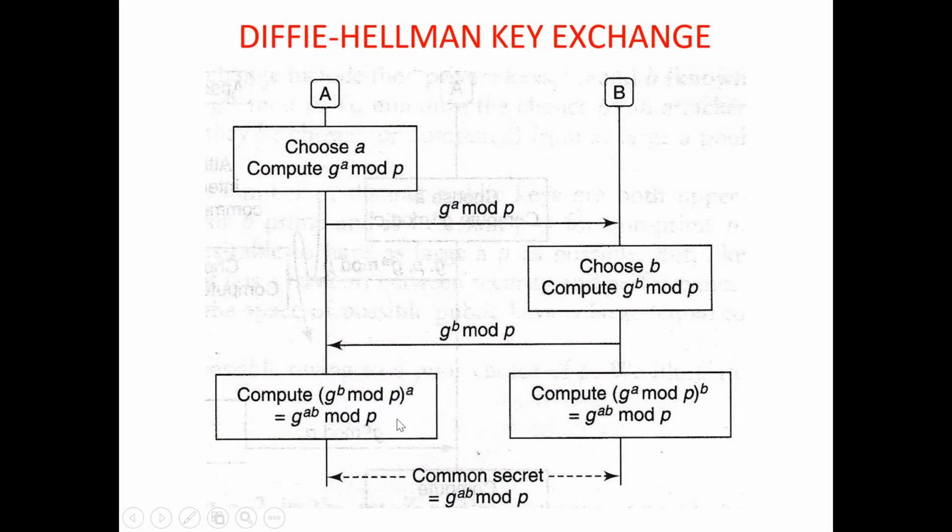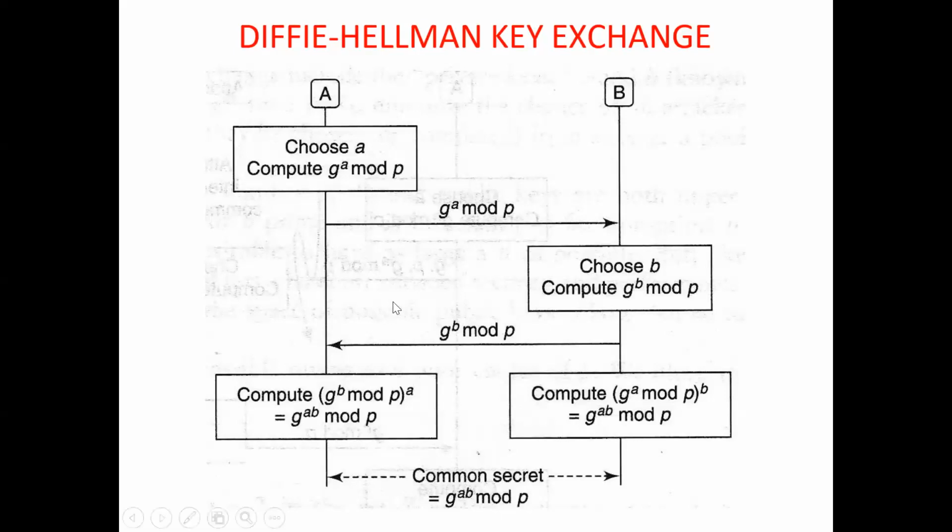So dear students, please observe here. A has calculated the value G raised to A into B mod P. Similarly, B has also calculated G raised to A into B mod P. So the common secret between A and B is therefore G raised to A into B mod P. This is the common secret.